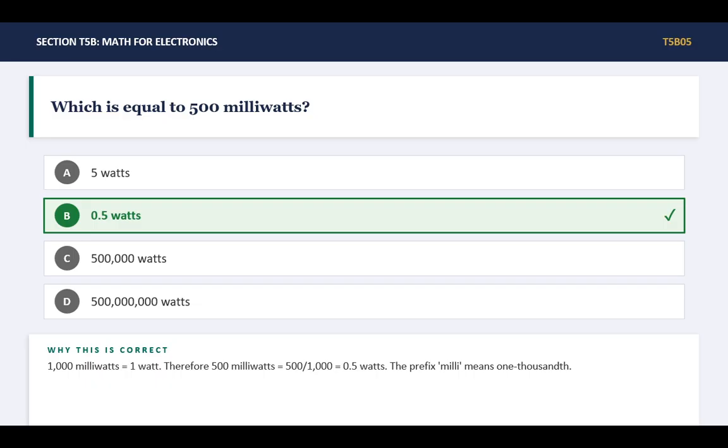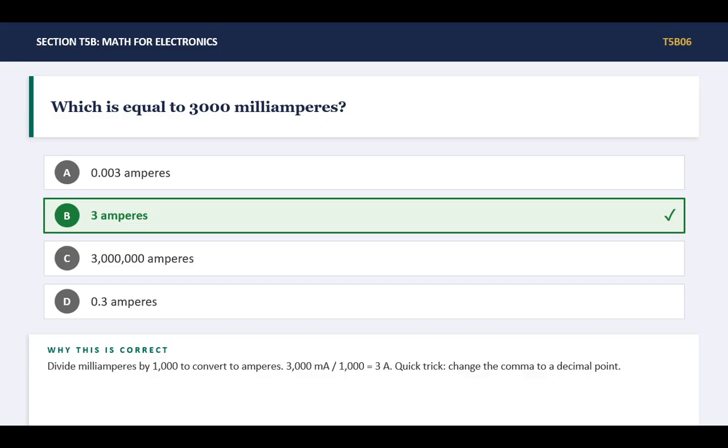0.5 watts. Answer B. 1000 milliwatts equals 1 watt. Therefore, 500 milliwatts equals 500 divided by 1000 equals 0.5 watts. The prefix milli means 1/1000th, which is equal to 3000 milliamperes. 3 amperes. Divide milliamperes by 1000 to convert to amperes. 3000 milliamperes divided by 1000 equals 3 amps.